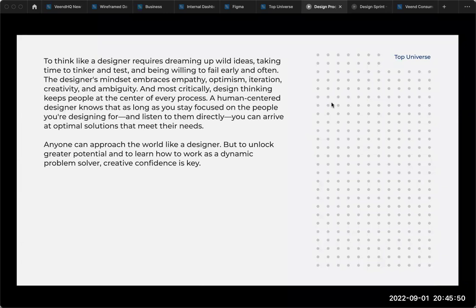You're not creating a product for dogs. You're not creating a product for snakes, for animals. You're creating for human beings. So a human-centered designer knows that as long as you stay focused on the people you're designing for and listen to them directly, you can arrive at optimal solutions that meet their needs. So, as I said, the main purpose of design thinking, the central point of everything, is to solve problems for your users, for human beings.